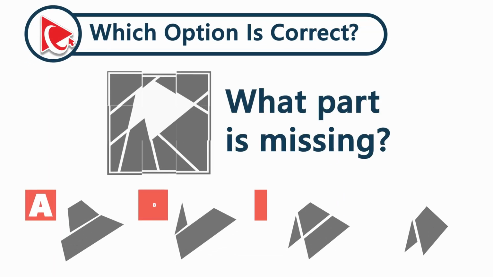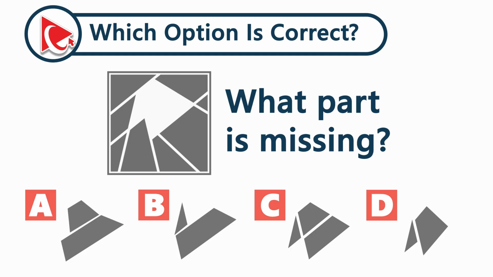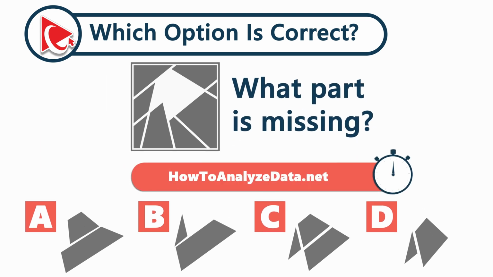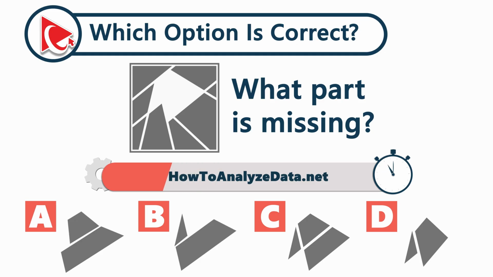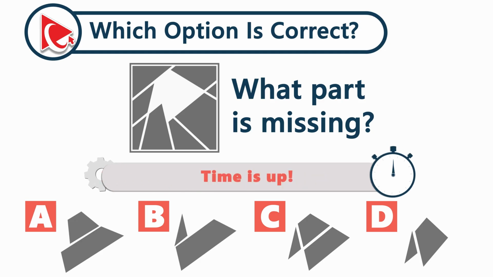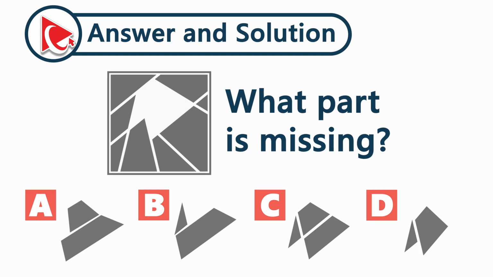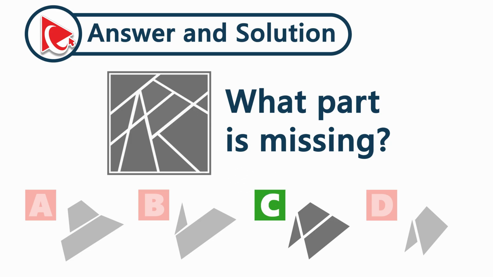You're given an abstract square design with 1 section removed. Your goal, figure out which one of the 4 options completes the image perfectly. Here's how we're gonna solve it. Examine the shapes closely. Which option matches the angles, lines, and positioning of the missing part? If you have selected option C, you're absolutely right. It's the only shape where every angle and line matches perfectly.